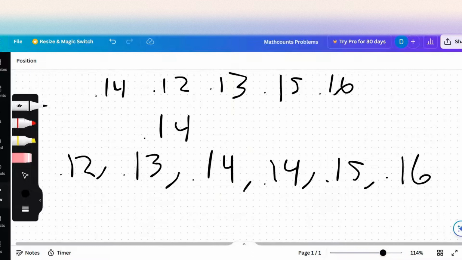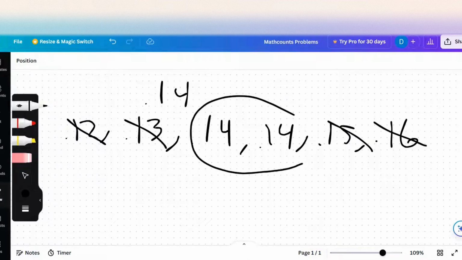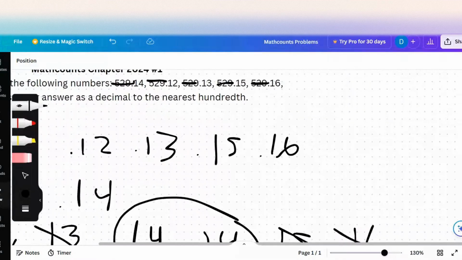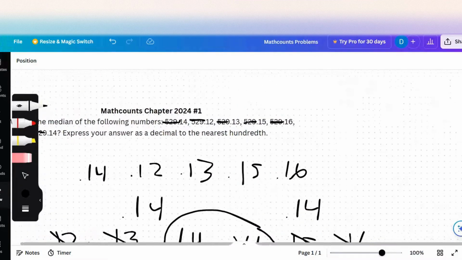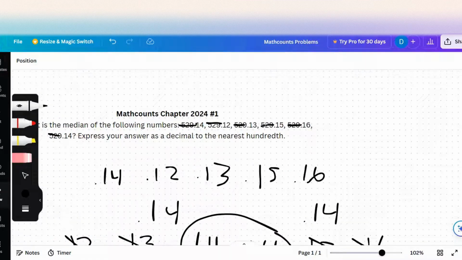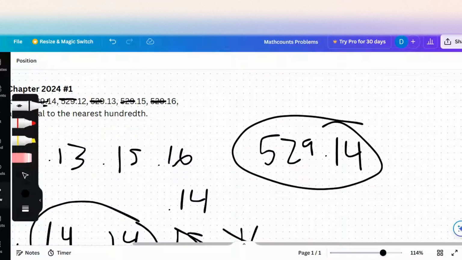So to find the median, all we have to do is cross it out. Cross the smallest and largest, cross the second smallest and second largest, and continue and find the middle number. Since it's an even amount of numbers, we have two middle numbers, which is 1400s and 1400s, and obviously the average is just 1400s. So the median number of this list is 529 in 1400s. That's your answer. Just write that down on the test.